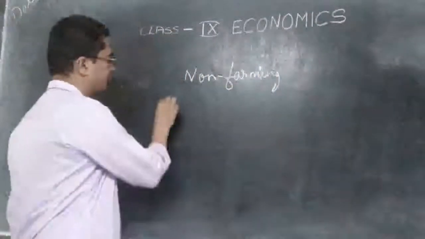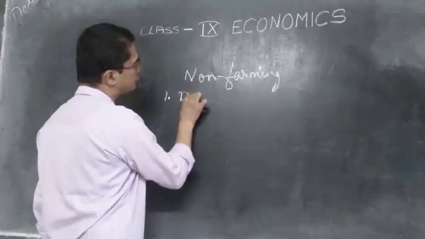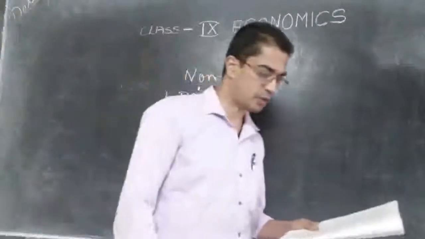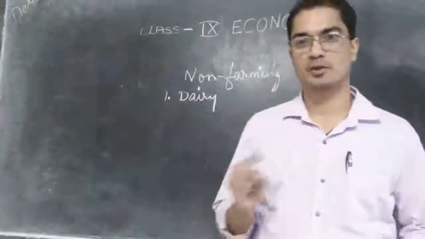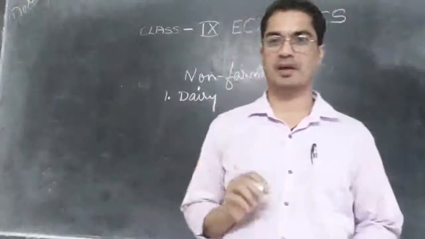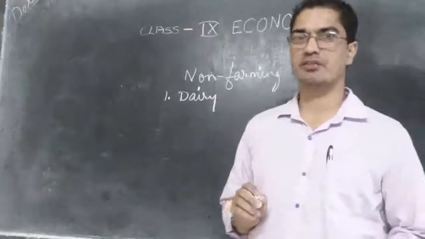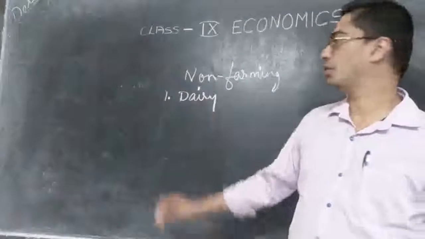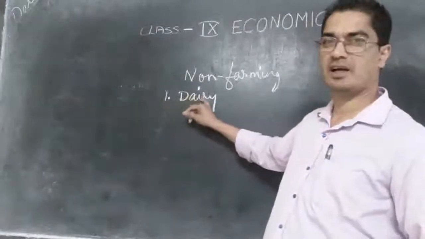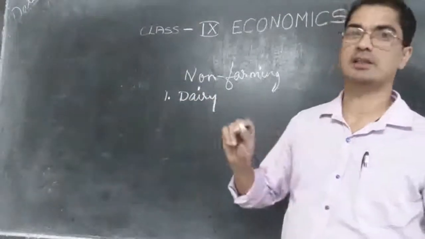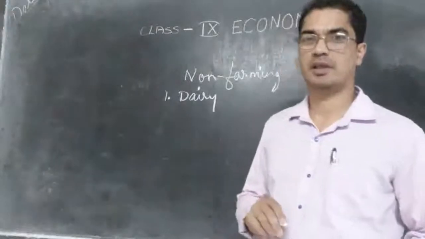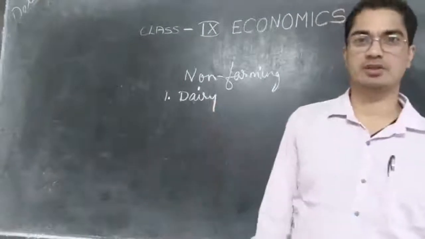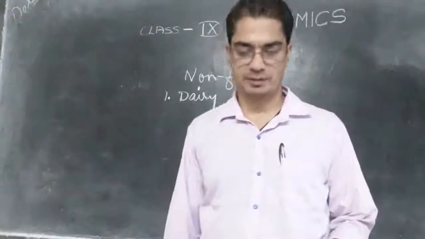One is dairy. Dairy activities. I hope you know what dairy is. Not the book that we use for writing; that spelling is different, D-I-A-R-Y, that is used for writing. This is D-A-I-R-Y, milk products. That is for dairy products or milk products.